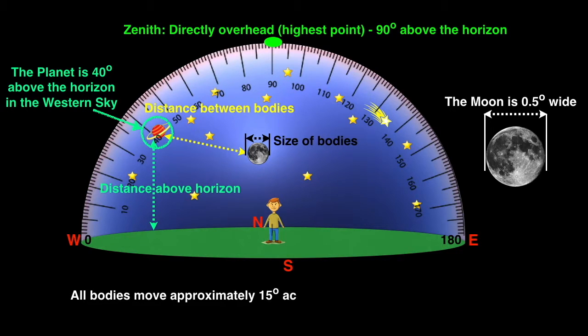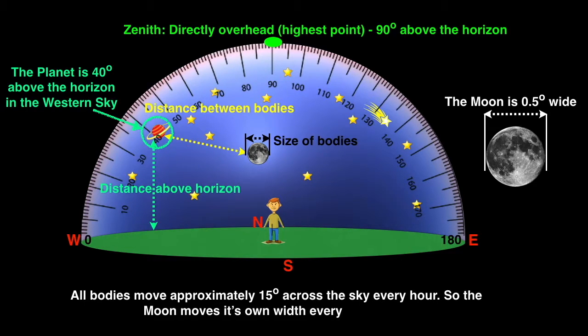As you know, all celestial bodies appear to be constantly moving across the sky, and they move at the pace of about 15 degrees an hour. This means that the moon will move its own width across the sky in 2 minutes.